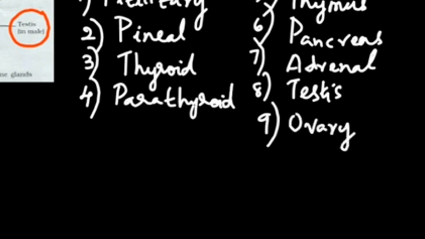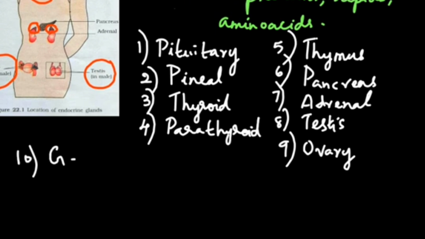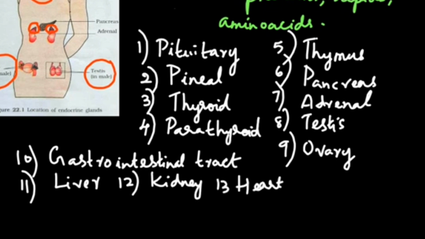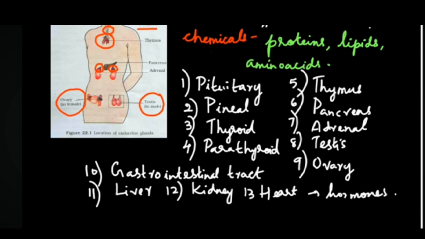Apart from these glands, there are other glands too, like some cells of the gastrointestinal tract. They also secrete hormones important for digestion. Then liver, some cells in the kidneys, and heart also produce hormones. So these are the endocrine glands that are present in our body. Altogether they are called endocrine glands, and they form part of the endocrine system.